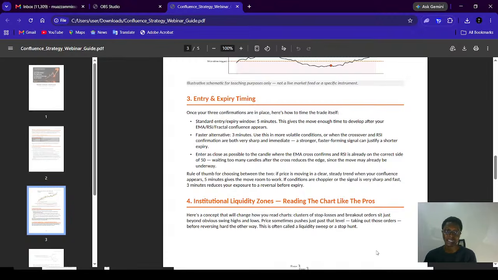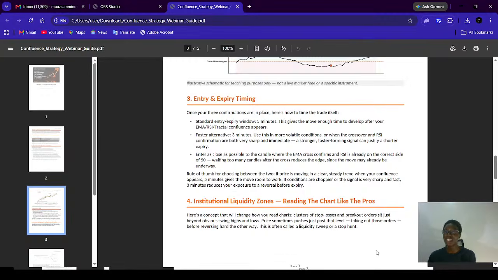The standard entry or expiry window is 5 minutes, because when you're using the 5 minute time frame, it gives you enough time to develop after your EMA, RSI, and fractal confluence appears, and it gives the chart or the momentum enough time for any volatility to happen before your trade expires. So the 5 minute is the standard window.